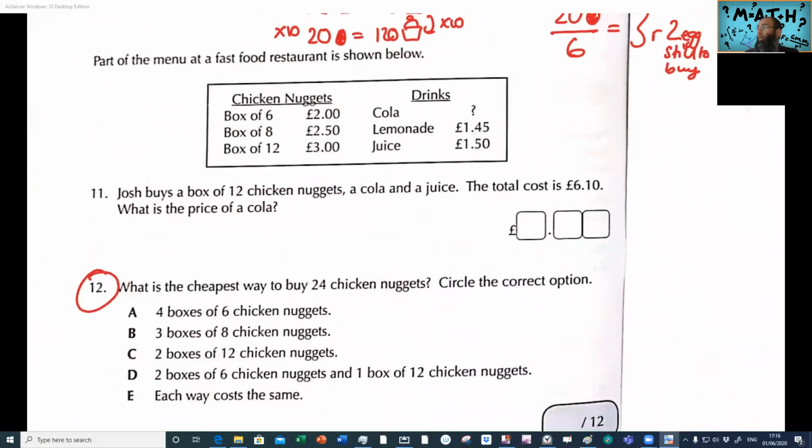So we have question number 12 now. Question number 12. What is the cheapest way to buy 24 chicken nuggets?